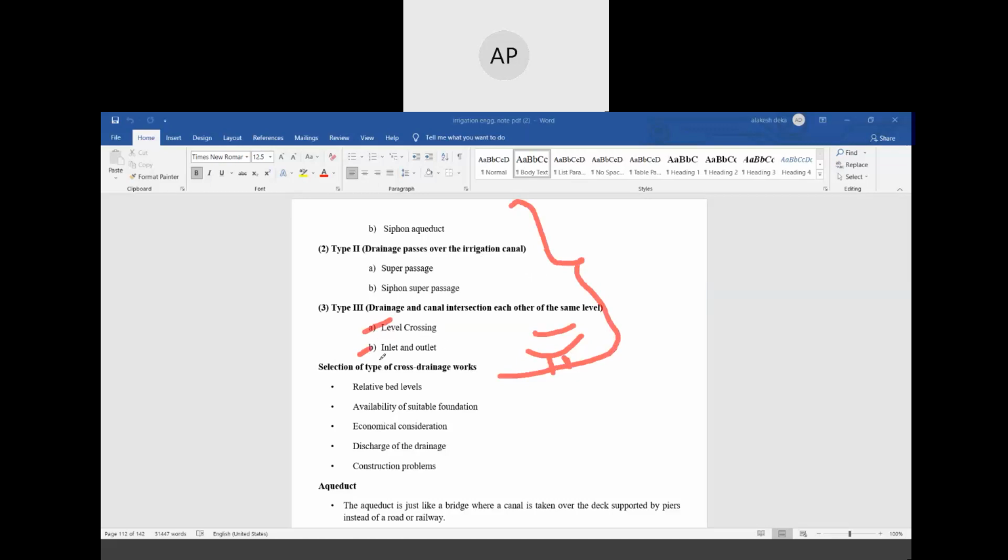And the selection of the type of cross drainage works depends on relative bed levels, availability of suitable foundation, economical consideration, discharge of the drainage, and construction problems.